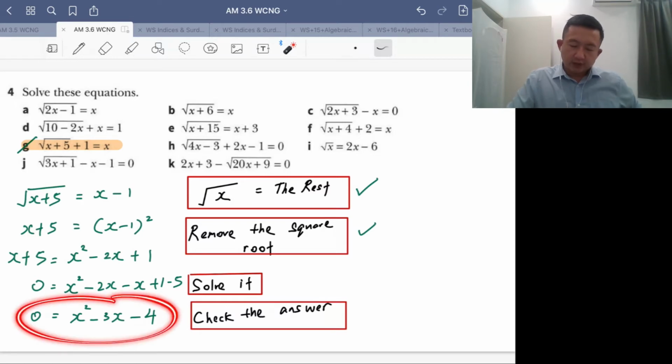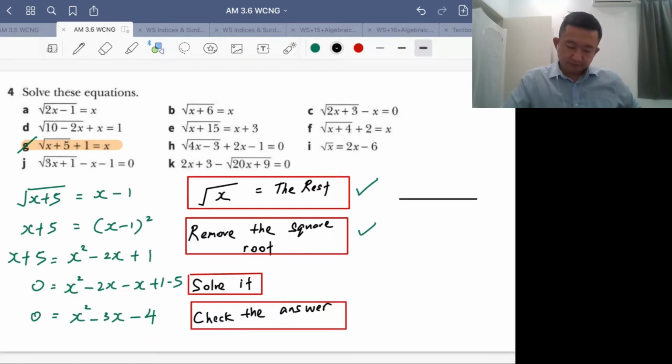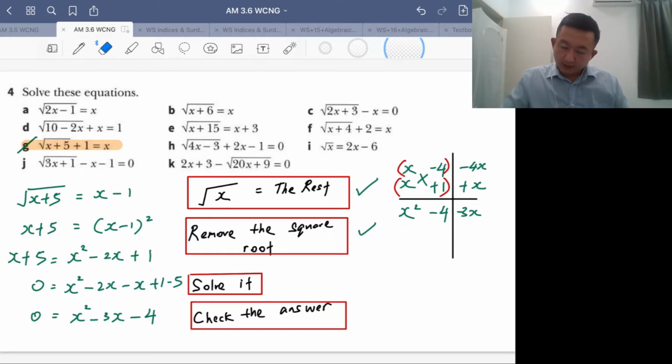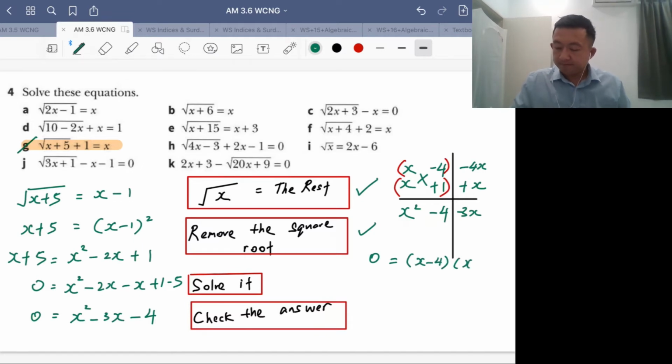Okay, once you do the cross factorizations, x squared, the factors for x, negative 4, maybe it's 4, 1. So depending on plus minus, we have negative 4x plus x. That will be negative 2x. Okay, correct. So this will be the two brackets. Okay, this is the case. I will have 0 equals to bracket x minus 4, x plus 1. So x equals to 4 and negative 1.